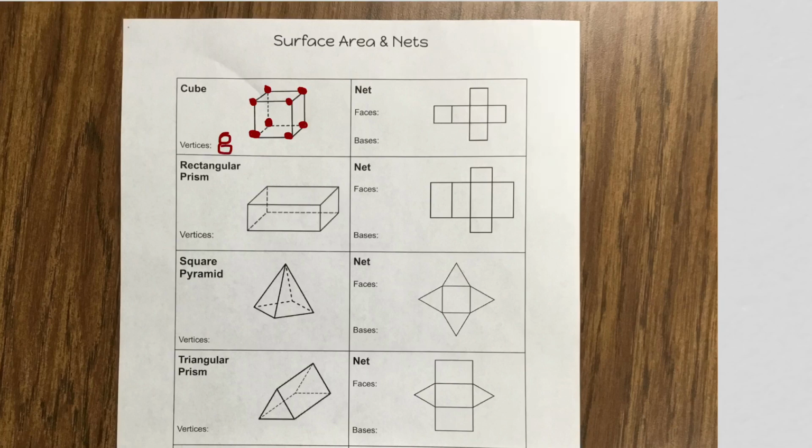All right, when I unfold this, the net is going to look like this. Okay, it has 6 equal squares.